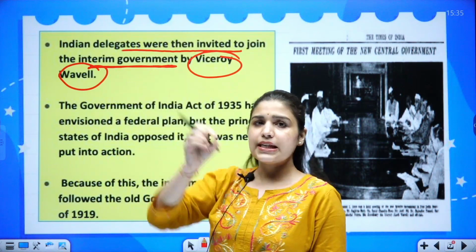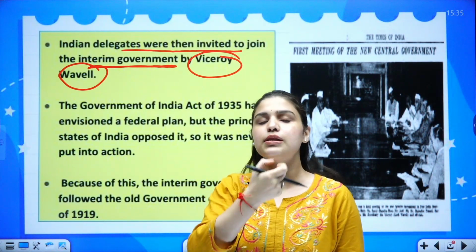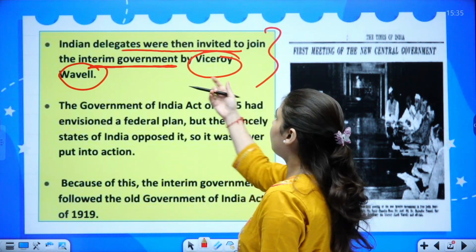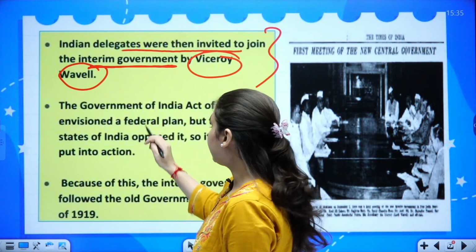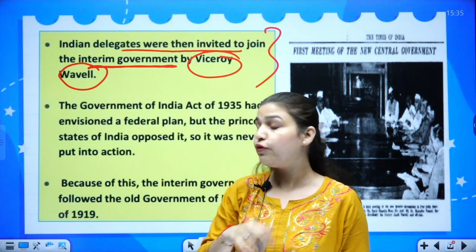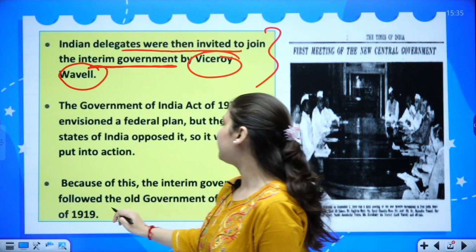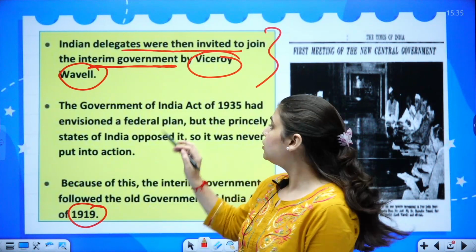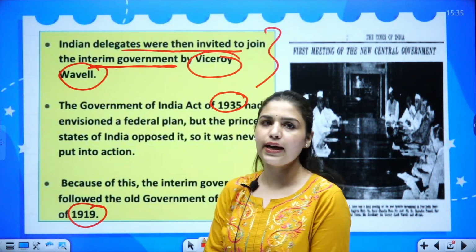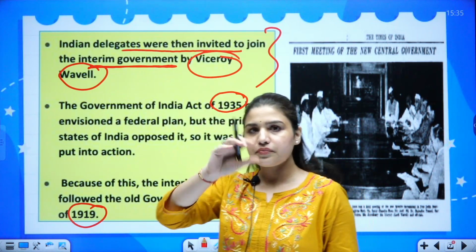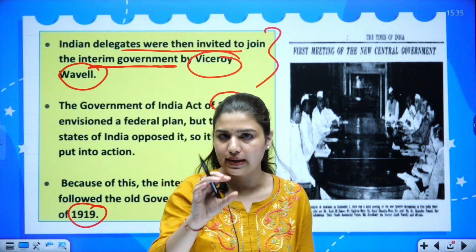So this is very basic, important information which is specifically important for your prelims examination. At this point the Viceroy was Lord Wavell, and this interim government had to function according to the Government of India Act of 1919, because after that there was an act known as the Government of India Act of 1935, from which the basic things of our constitution are derived.